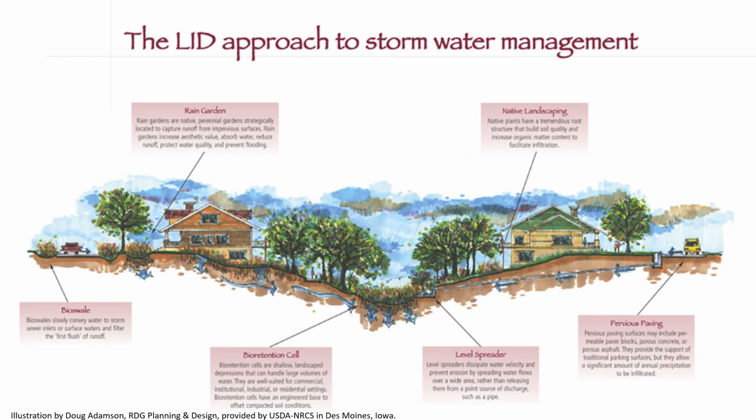Low-impact development is very important to know and understand. Low-impact development uses or mimics natural processes that result in infiltration, evapotranspiration, or use of stormwater in order to protect the water quality and associated aquatic habitat. Some strategies that you can use include using native landscaping, bioswales, bioretention cells, level spreaders, pervious paving, and rain gardens. This is a very good slide to stop and examine.